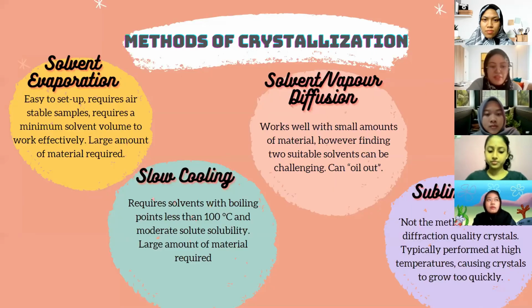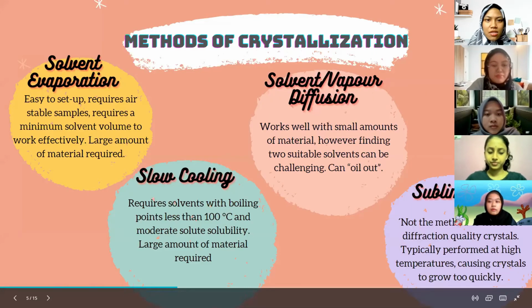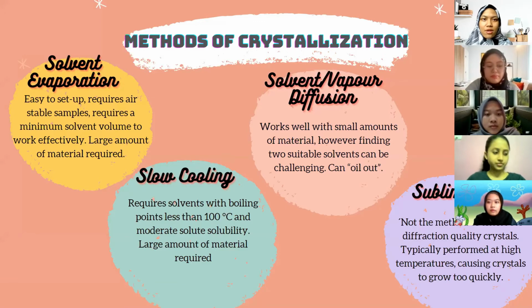Next, I will pass to Zira. Next, for the methods of crystallization, there are four methods. First, solvent evaporation: easy to set up, requires stable samples, and requires a minimum solvent volume to work efficiently. A large amount of material is required.